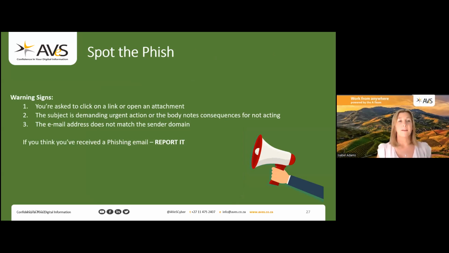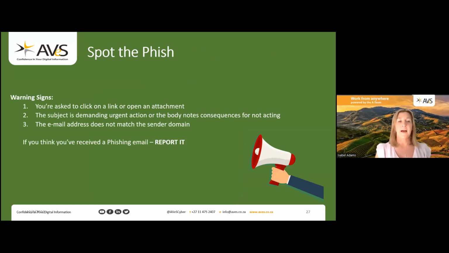Let's talk about how to spot a phishing email. There's really 3 things that you need to look out for. You will always be asked to click on a link or open an attachment where you need to provide additional information. So you need to either log into an account or change your password or open an attachment that actually contains malicious software.